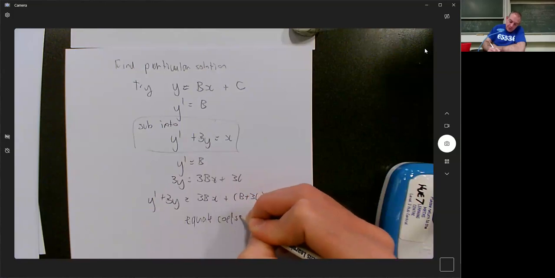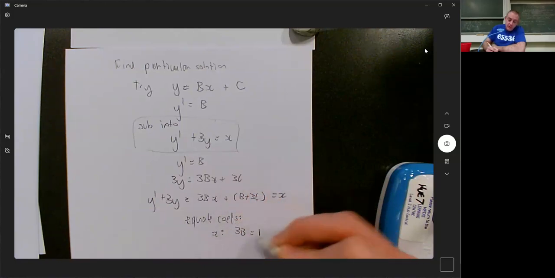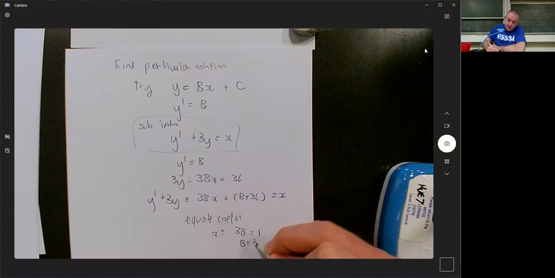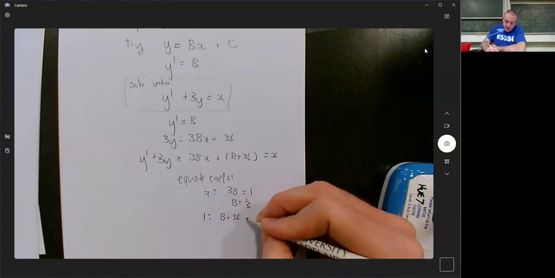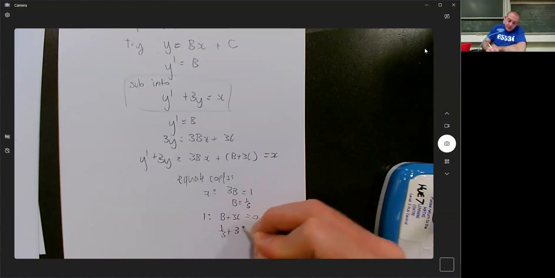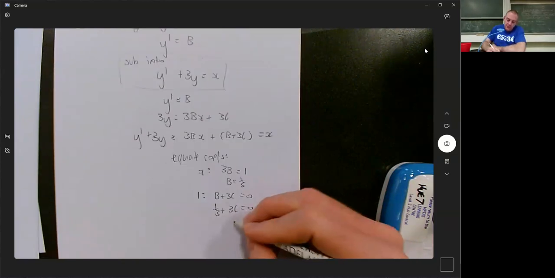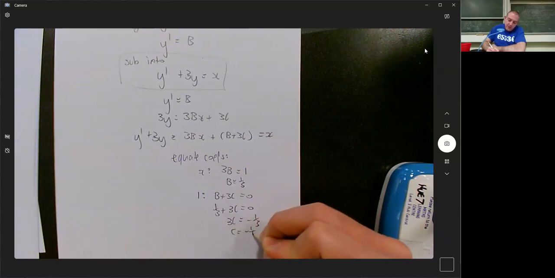equate coefficients. The coefficient of x is 3b on this side and 1 on this side, so b is a third. And the constant coefficient is b plus 3c on this one side and 0 on the other, but b is a third. And so therefore 3c is minus a third and c is minus a ninth.